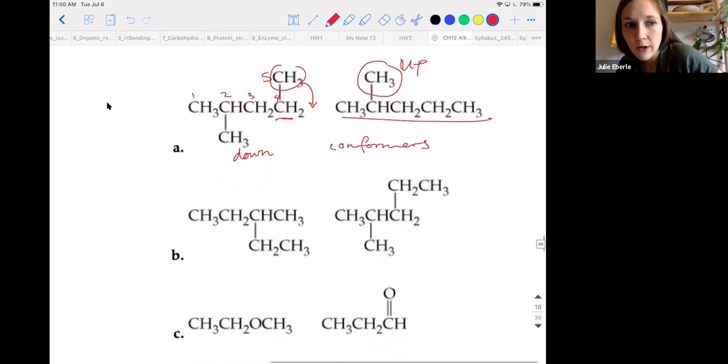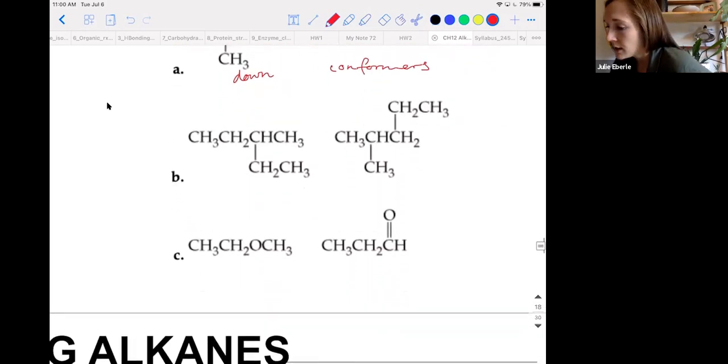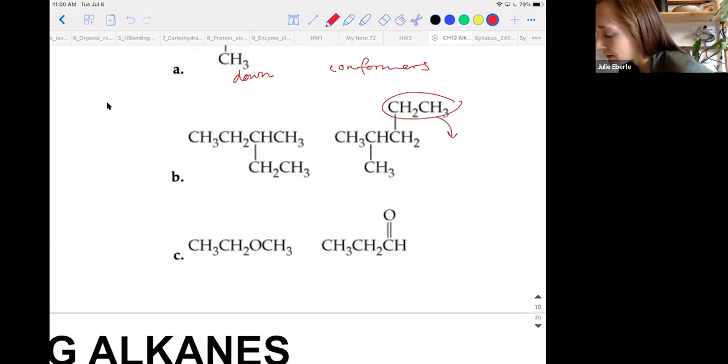Okay, on B, most everybody said isomers. So let's look at this. Isomers means they just have a different connectivity amongst the atoms. So the easiest way to look at that is if we just took this group and put it in the straight chain, what we would end up with is CH3, CH, CH2, CH2, CH3, and then we would just have this CH3 group branch.